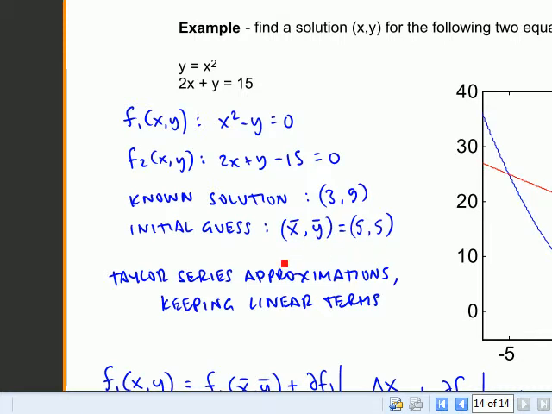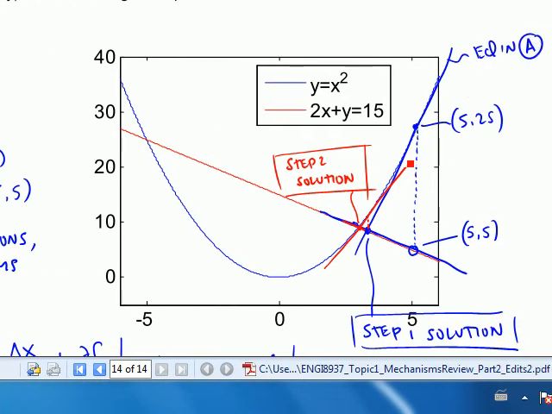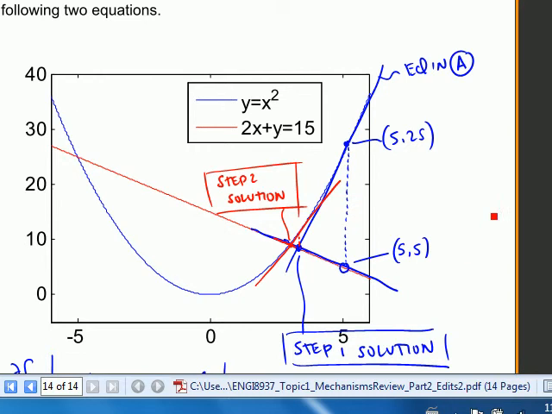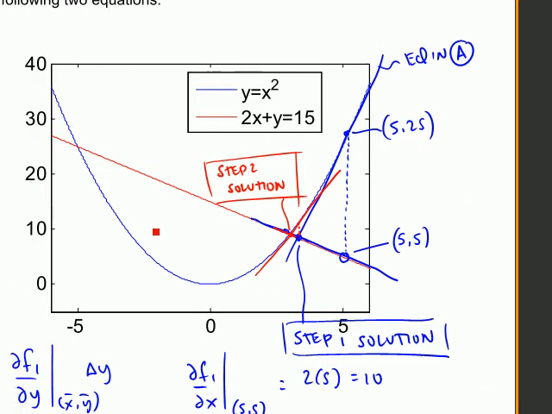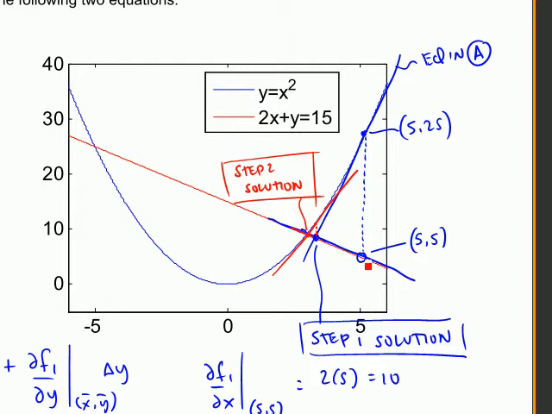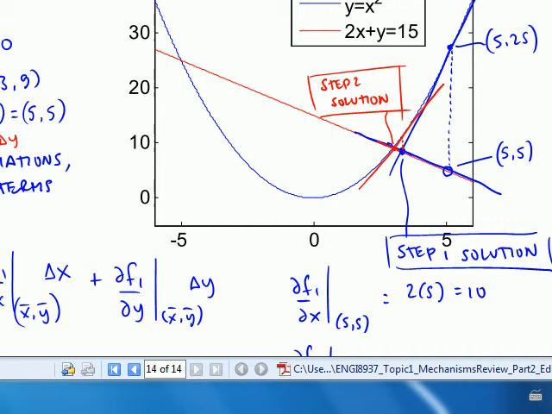So that's going to be our x bar, y bar, and in general x is going to be our starting point plus some delta x, and y is going to be our guess plus some delta y. And the goal of Newton-Raphson is to approximate the two functions as lines and then to find the intersection of the lines. So we want to find a very specific delta x and delta y that's going to take us from our guess to the intersection of these two linear approximations.